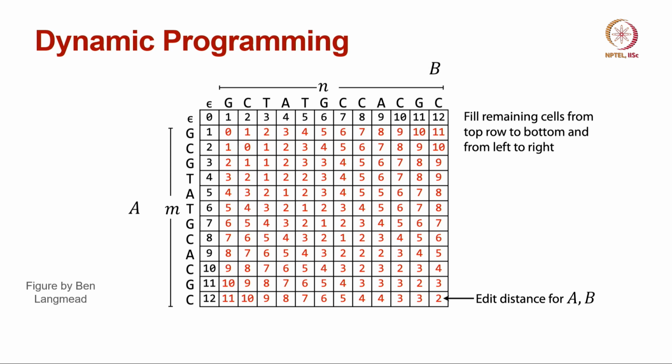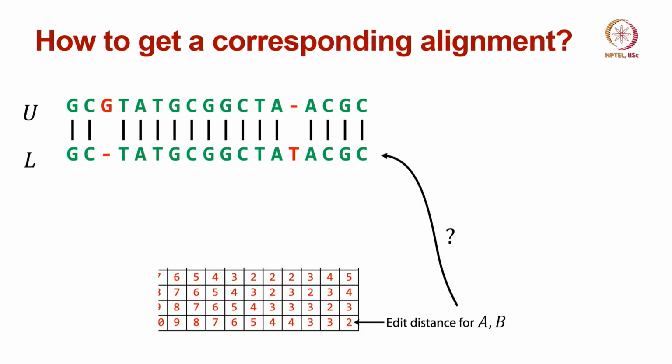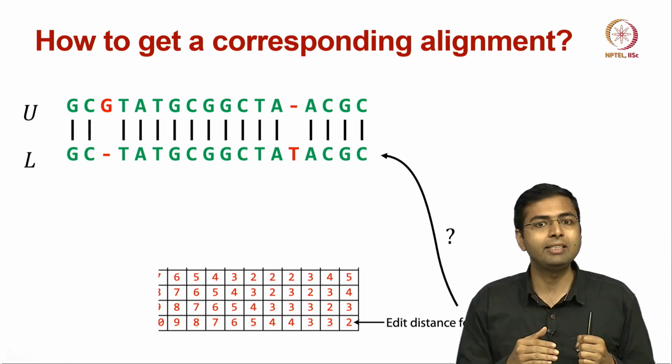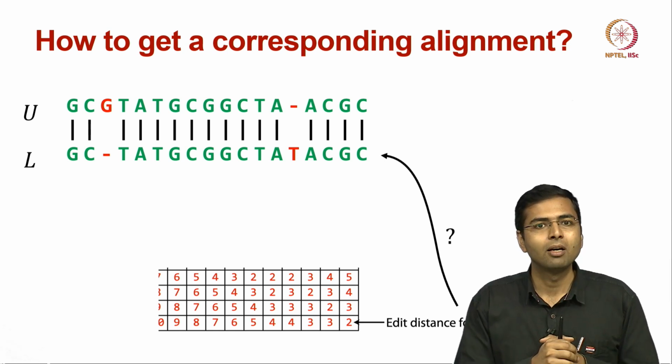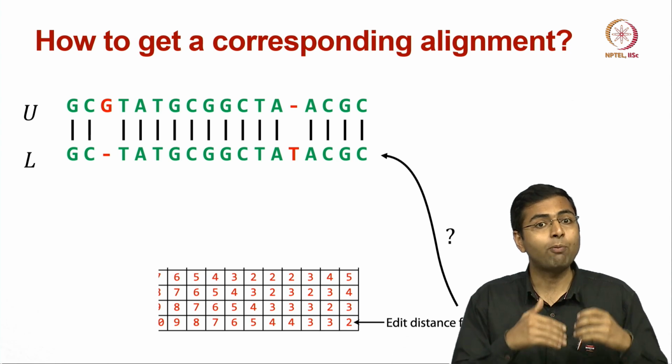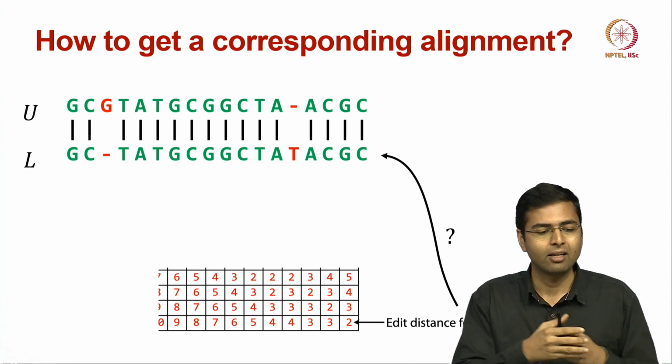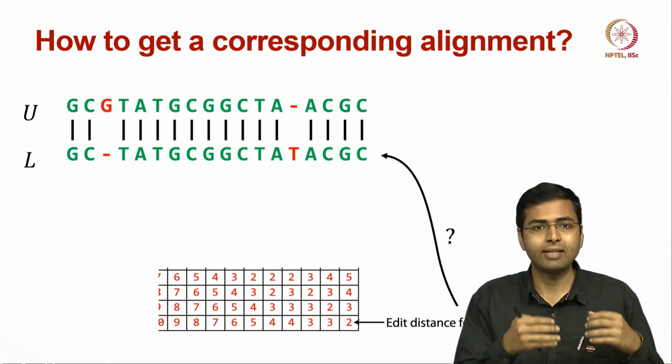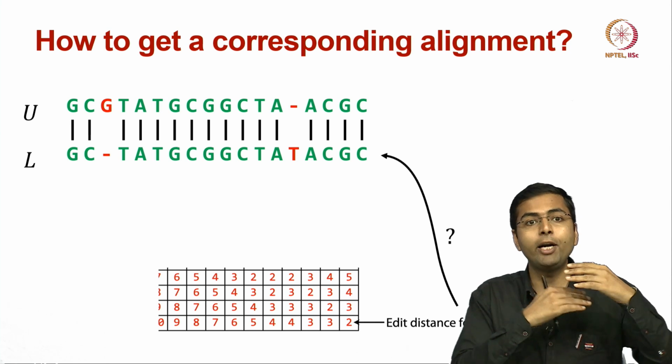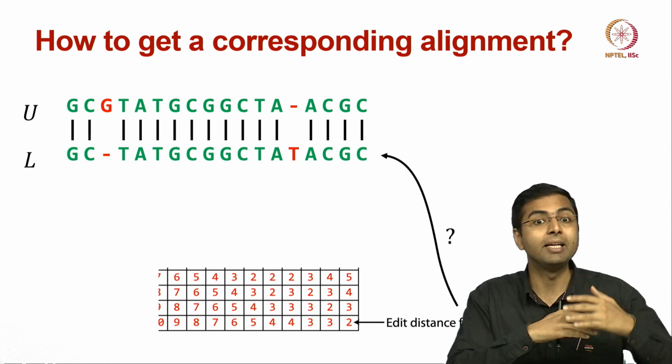Okay. Given this, we have achieved the first step of our algorithm, that is, we have solved for the edit distance between sequences A and B. But now we also want a corresponding alignment, because the whole point of solving this edit distance was to get a high quality alignment between sequences A and B.